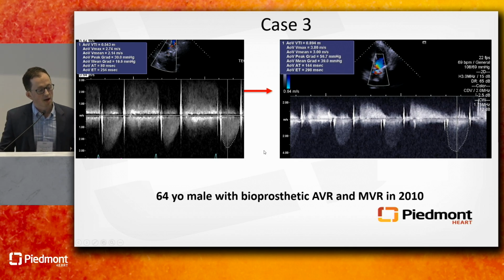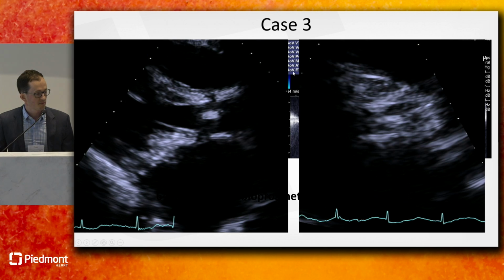This patient had a bioprosthetic aortic valve and mitral valve in 2010. His echo in 2019 showed a mean gradient of 20. In 2022, his mean gradient was 39. He had corresponding increases in velocity. You can see here his acceleration time, which is basically the time from the beginning of the Doppler signal to the peak. Here was 80. His follow-up was 144. So clearly significant change in the hemodynamics of his valve.